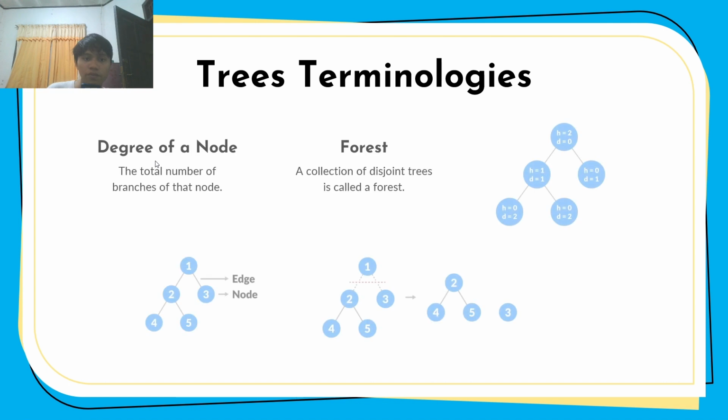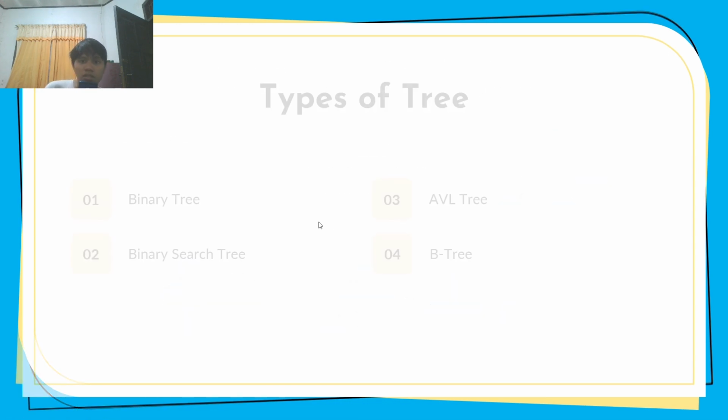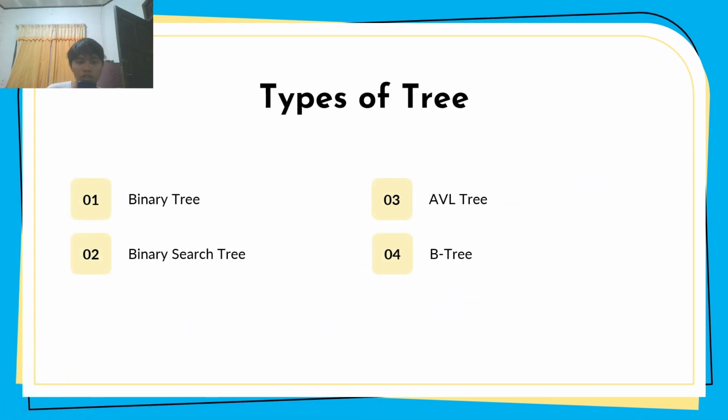Next is the degree of a node, the total number of branches of that node. A collection of disjoint trees is called a forest. This is an edge, this is a node. Okay. Next, these are the types of tree. First is the binary tree, second the binary search tree, third the AVL tree, and the last one is the B-tree.